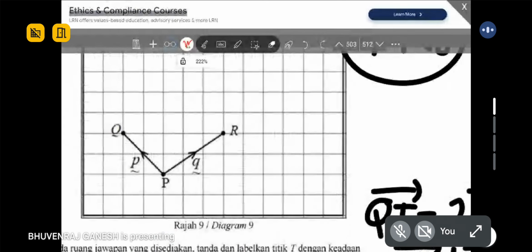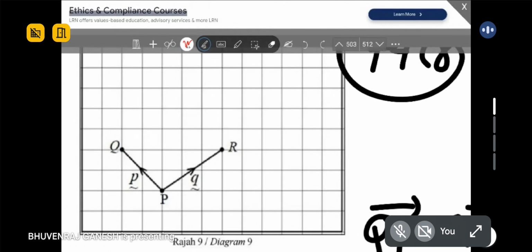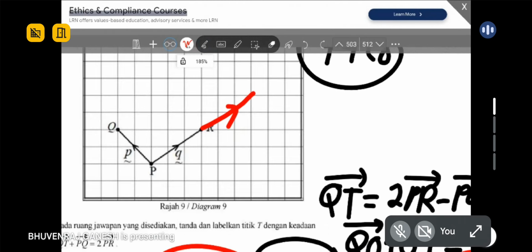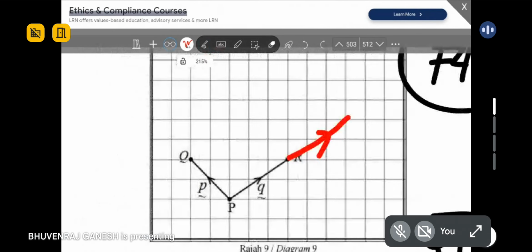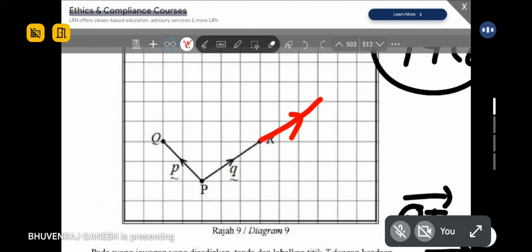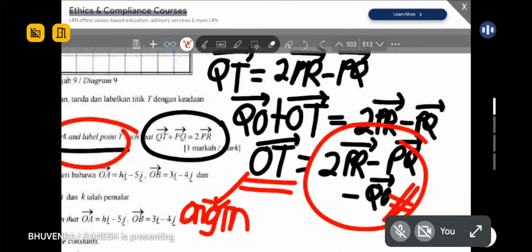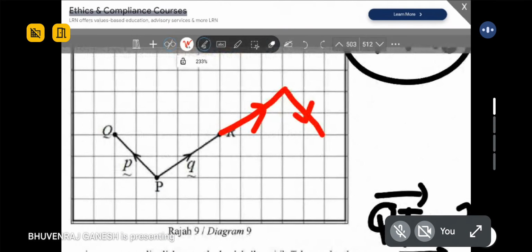So 2PR means 2 kali lah PR. So you extend some more. 2PR. Okay, and then minus. Minus PQ means opposite direction. Arah bertentangan. So minus PQ means you must go like this lah. This way. So you will go this way. Minus PQ. Can you see, guys? Dapat tak? I just follow the order only. And then minus QO. Okay, minus QO means that, wait.